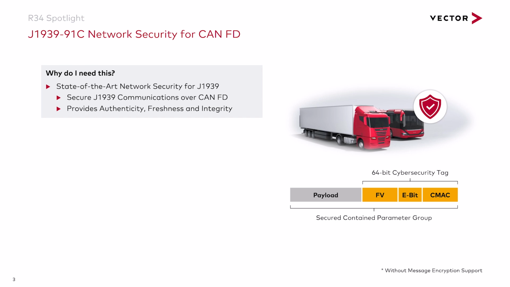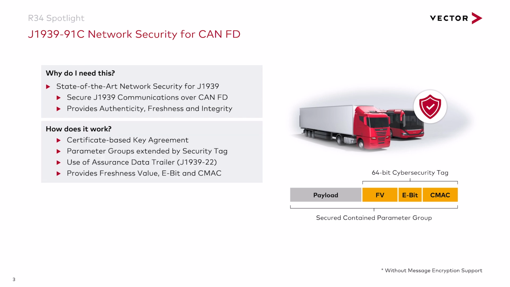With the release of J1939 91C network security on CANFD, secure communication over CANFD is now possible in a standardized way. So how does it work? J1939 messages are secured with a security tag, ensuring the authenticity, freshness, and integrity of the message. The standard defines a certificate-based key agreement to ensure security.